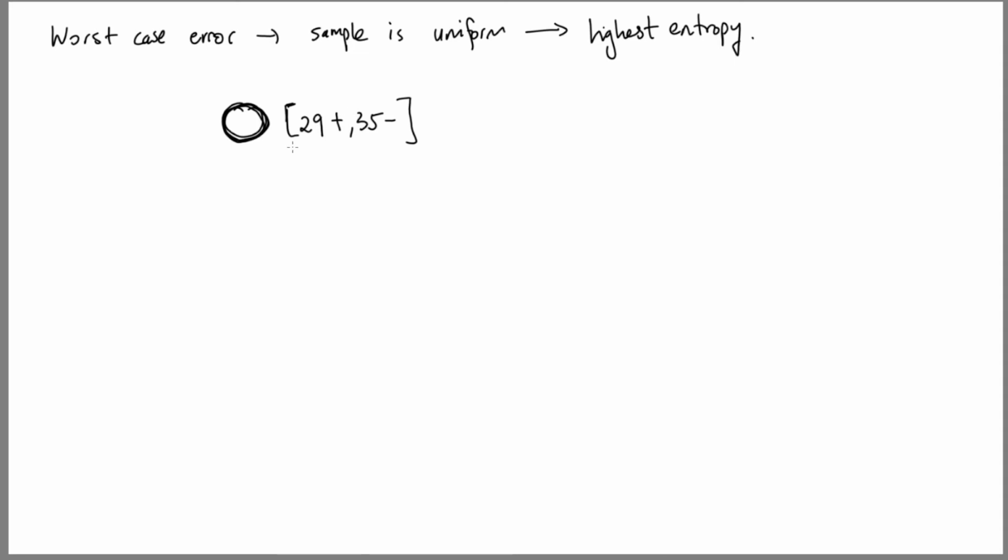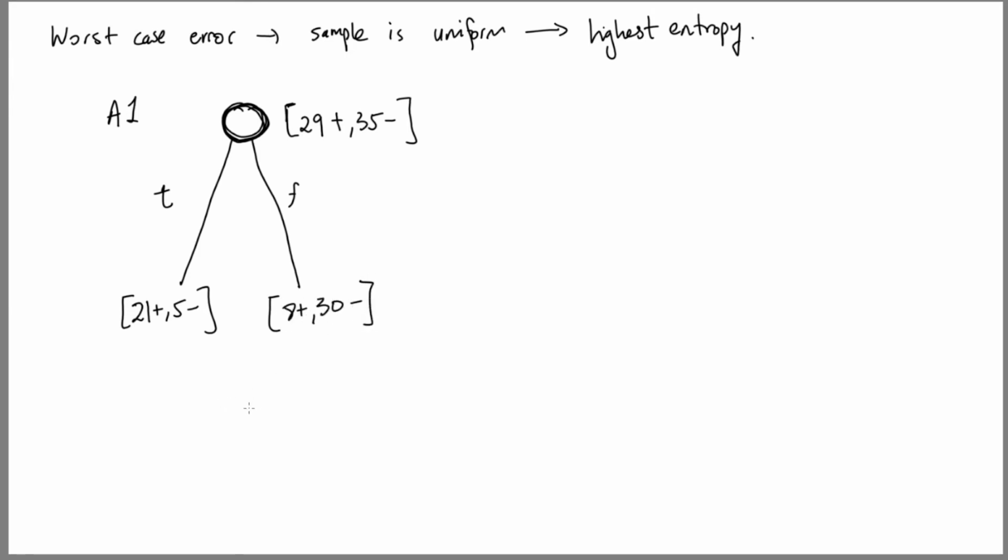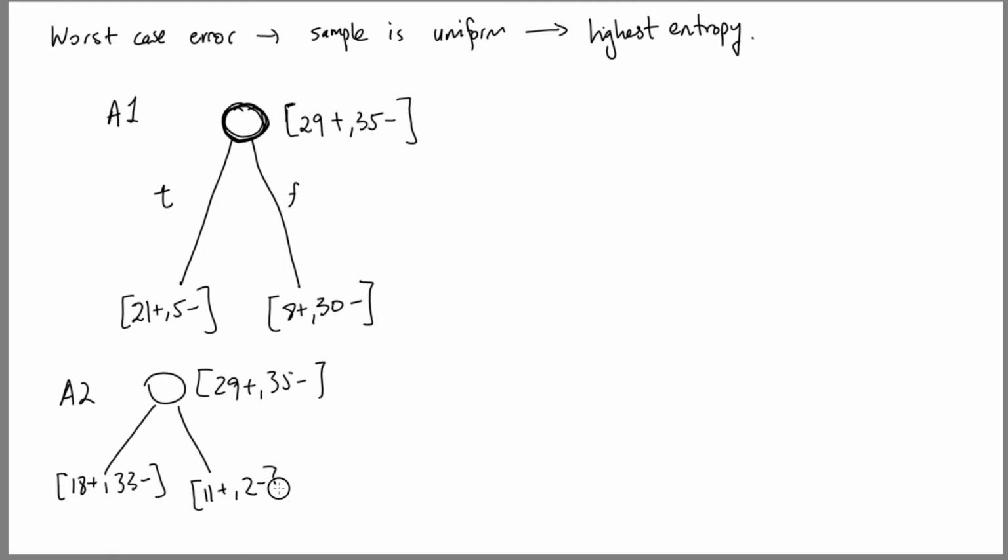So the way decision trees work is by splitting this sample by looking at a particular attribute or feature. So in this example, we have an attribute called A1. And A1 can take on two values, true or false. And basically, in this subset of true, you end up with the split. Okay, but you also have another attribute, attribute 2. Again, if you split on that, you get this split, 18 positives and 33 negatives versus 11 positives and 2 negatives.